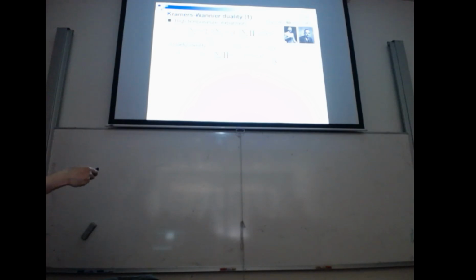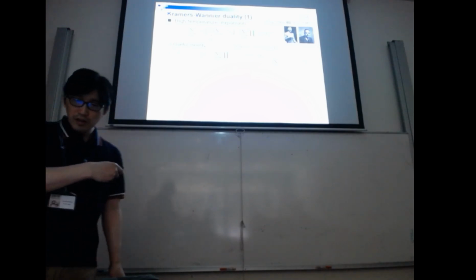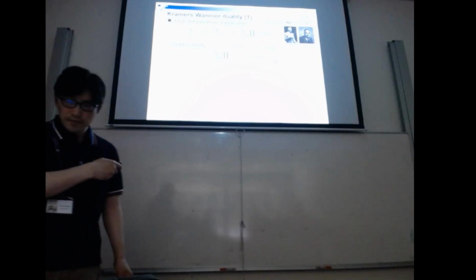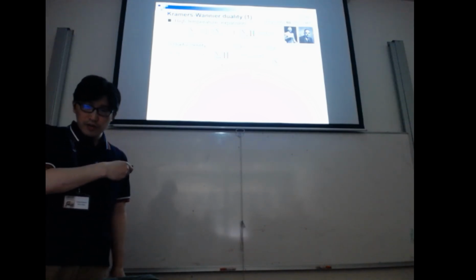When this integer n is even, then you get 2. If this is odd, you get 0. So this is an exact identity. And then you can just use this relation to simplify this expression. And then you get this expression.